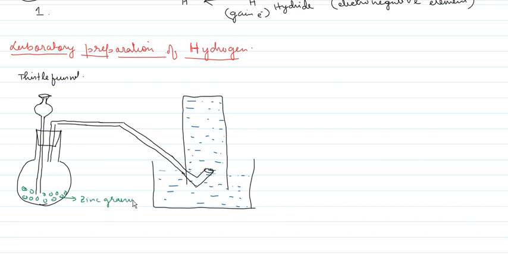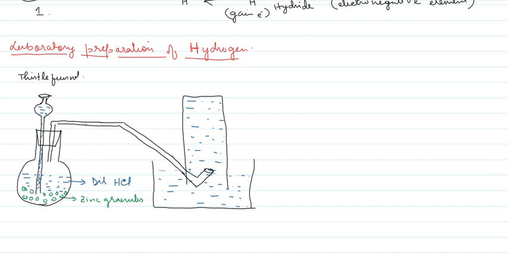Now through the thistle funnel, either dilute sulfuric acid or dilute HCl will be poured. So through this what will be poured? Through this dilute sulfuric acid or dilute HCl will be poured. Okay, this is dilute HCl. So first zinc granules are taken in the round bottom flask, then the cork is fitted.